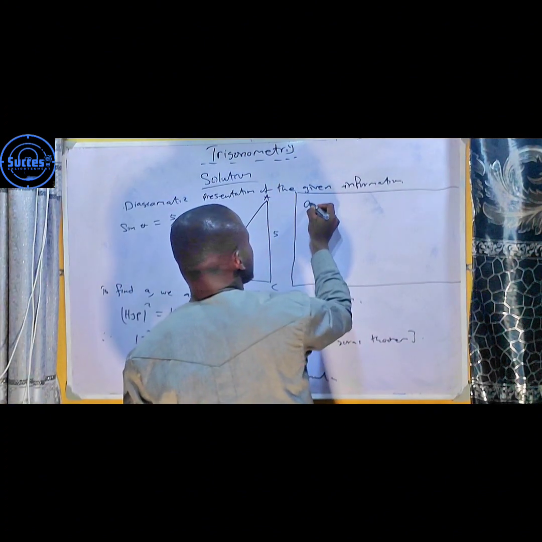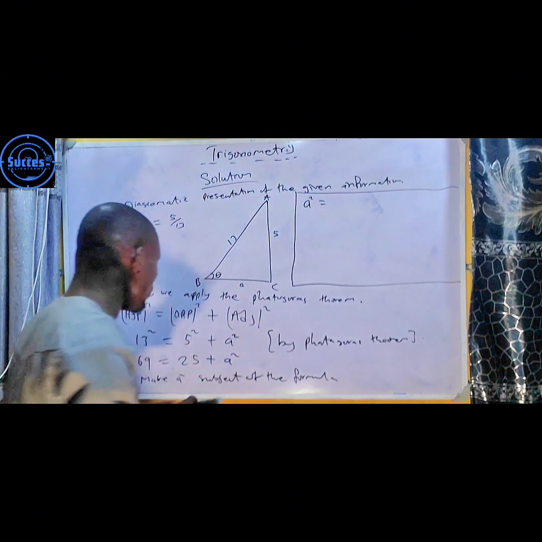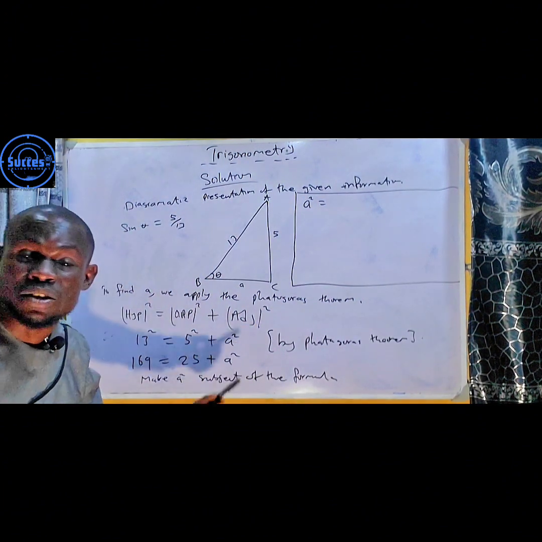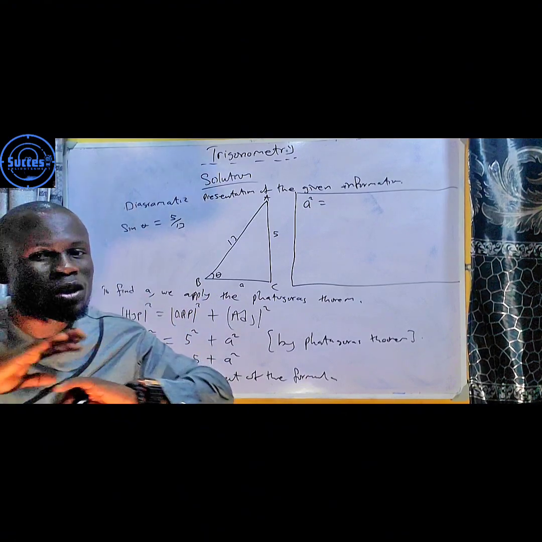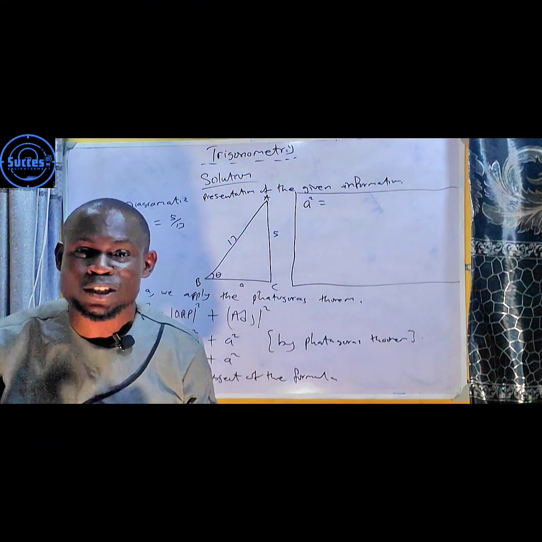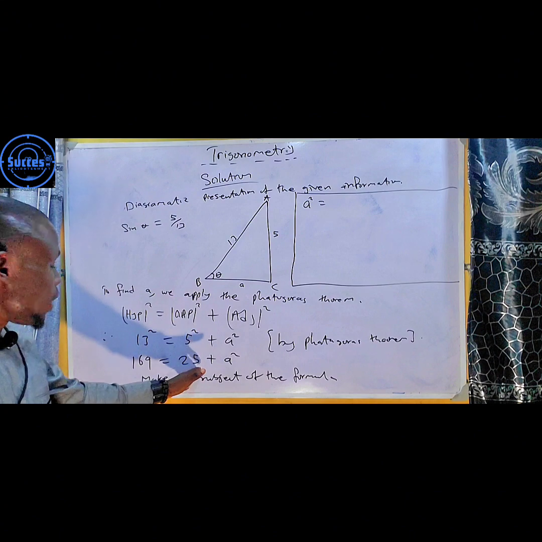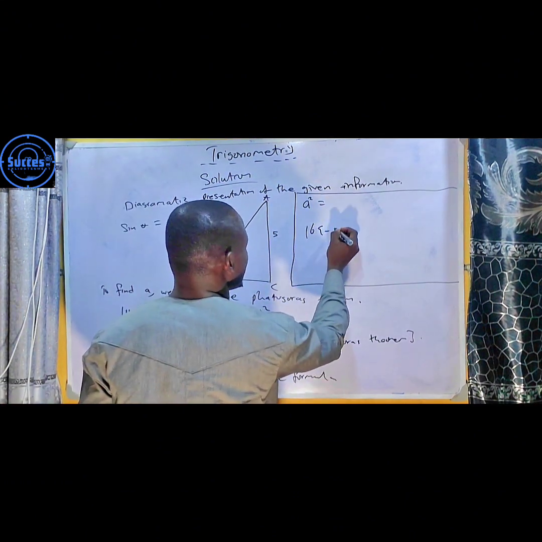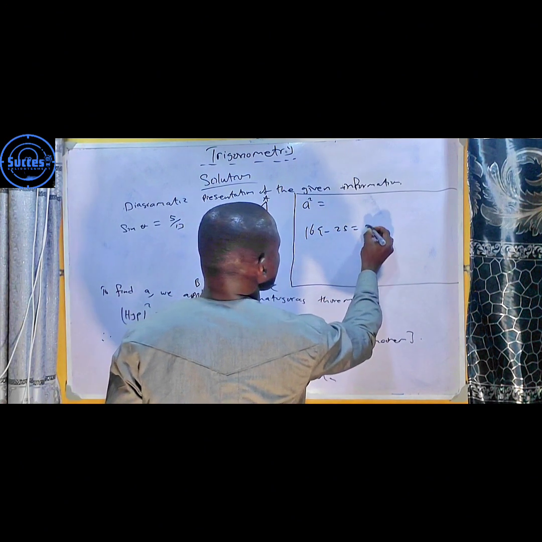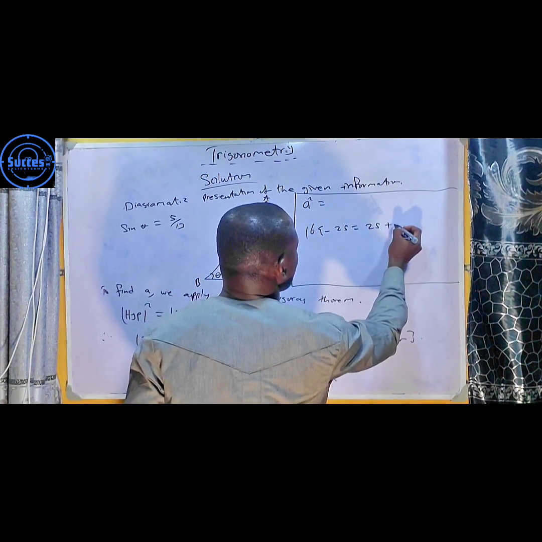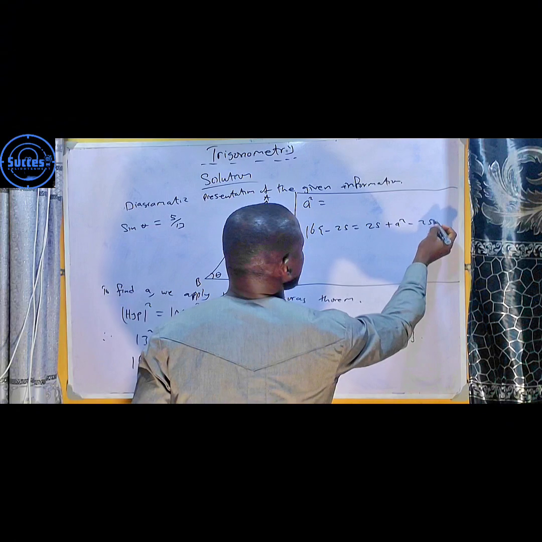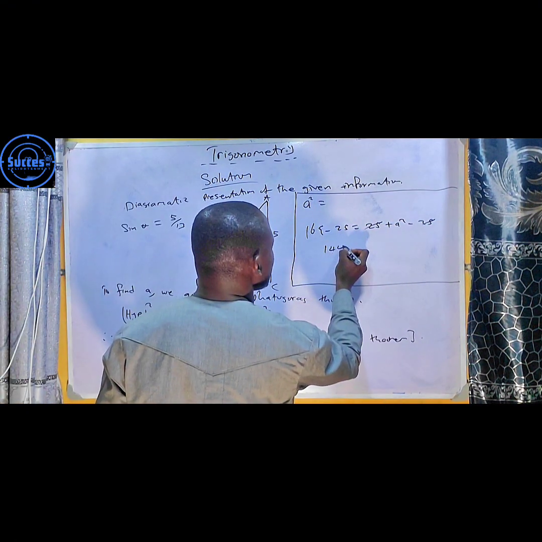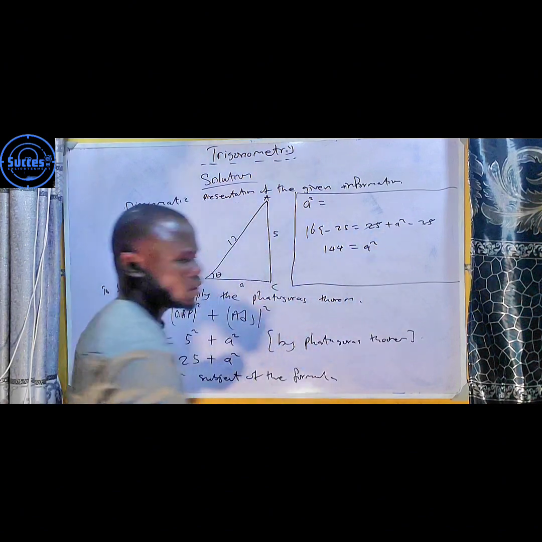You will now have a square equals, don't forget, this is with a square. It means you are subtracting. This is the same thing as subtract 25 from both sides. If you don't have the knowledge of subject of the formula, just make it simple: subtract 25 from both sides. It will look like this: 169 minus 25 equals 25 plus a square minus 25. Then we take 25 out. So this will give you 144 equals a square.